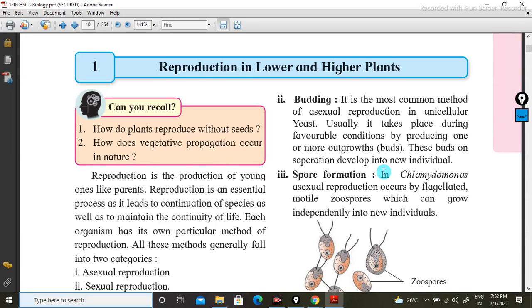Specifically in this lesson we have to learn about reproduction in plants. First of all, the simple methods of reproduction in lower plants, and then gamete formation, how it happens. All those things we have to learn in reproduction in higher plants.